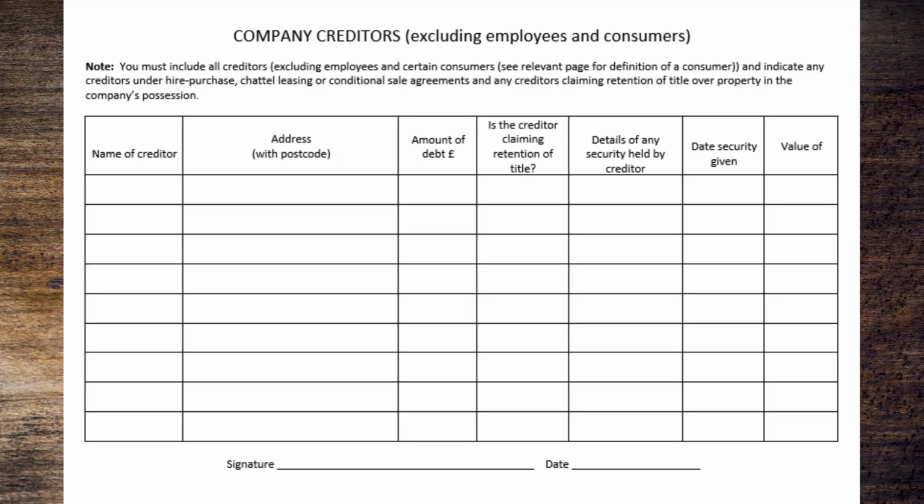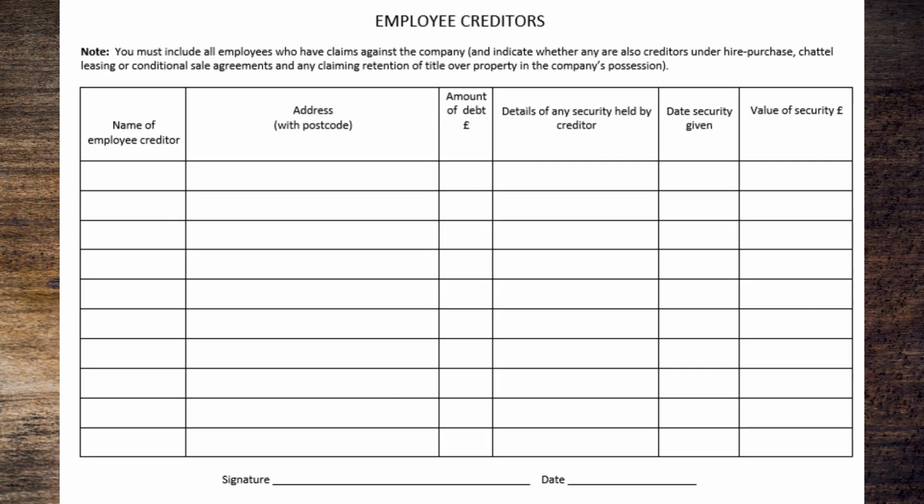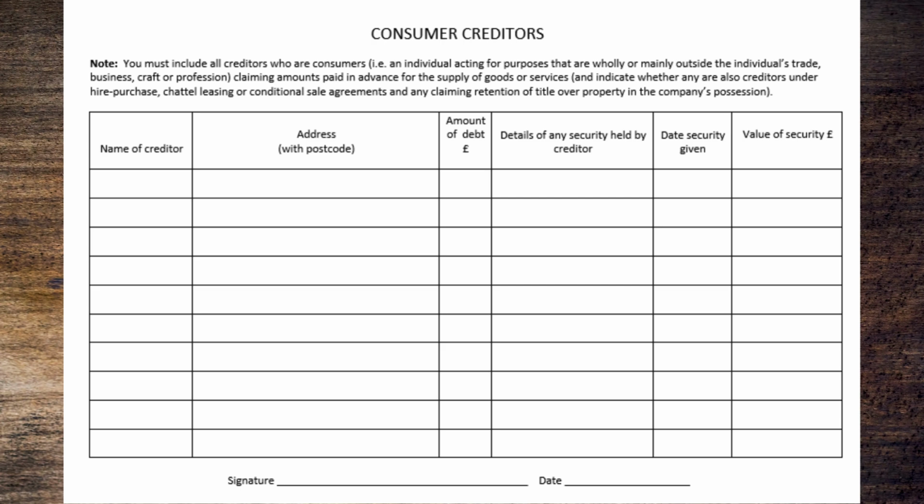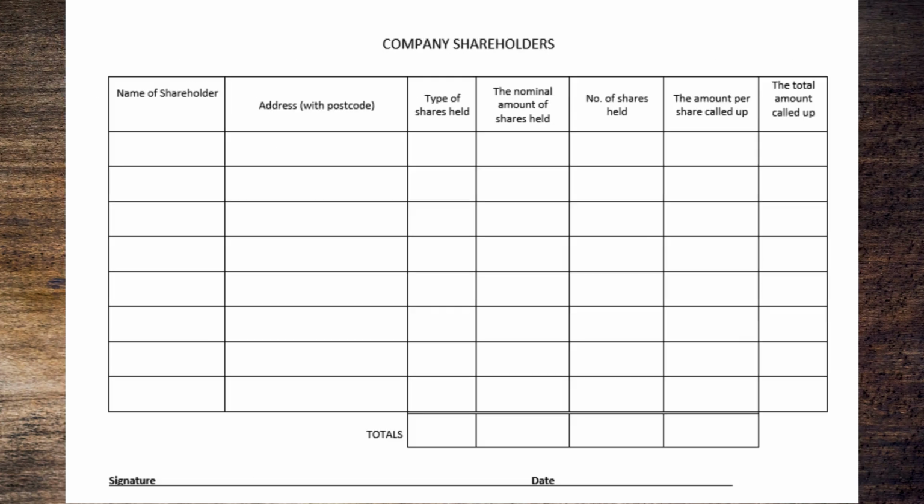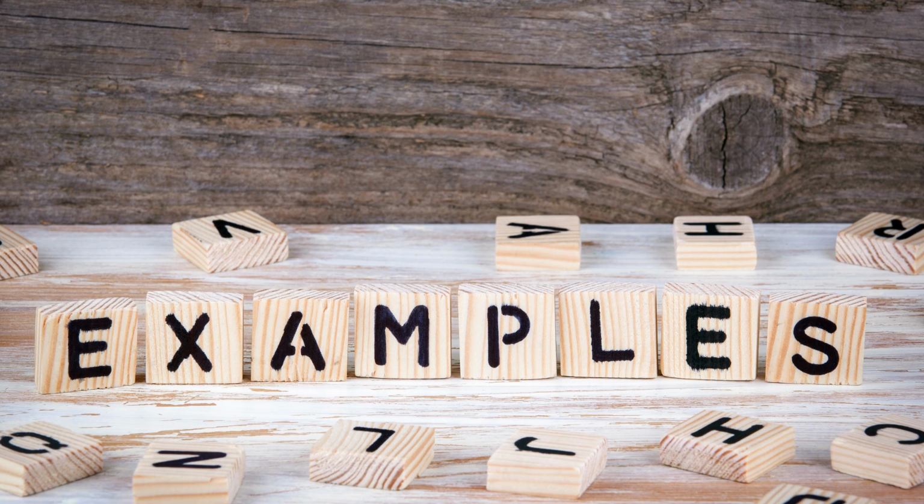And then after all the exciting sexy stuff, we have the schedules for the company creditors, schedules for the employees, schedules for the consumer creditors, those are those deposit customers that I mentioned, and schedules for the company shareholders. So now I'm going to whiz through some examples with some actual figures in based on some SOAs I've downloaded from Companies House at random.